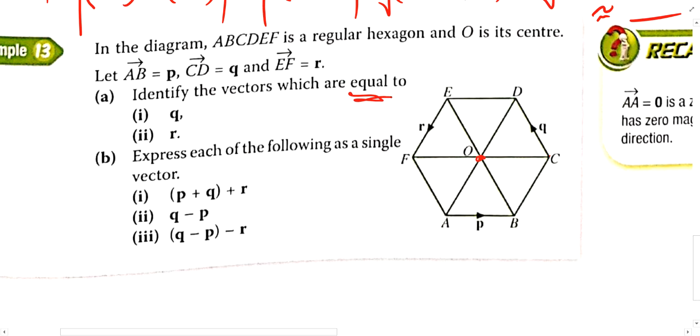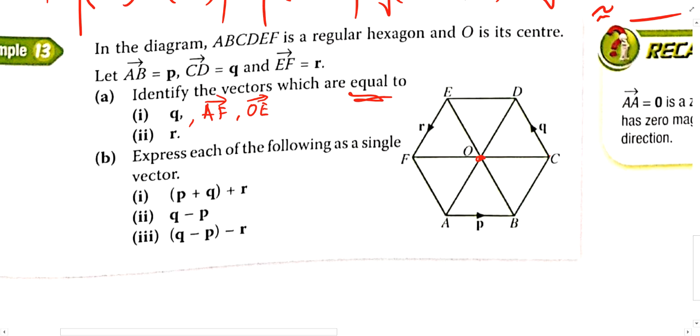Okay, come. What's the vector that is equal to Q? How can R be equal to Q? They're in different directions. AF. Okay. So we got AF is equal to Q. What else? Any more? There's some more. What else is the same as Q? EO. OE. Okay, very good.